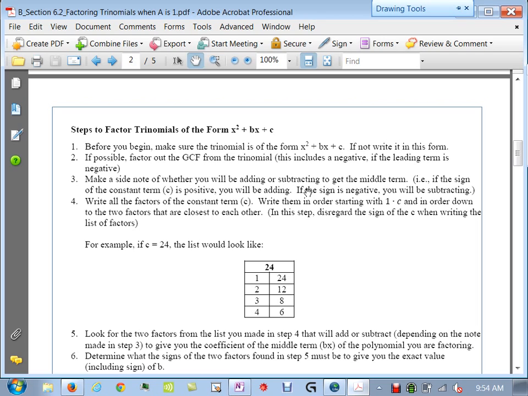Okay? So what they mean by write them down in order to the two factors that are closest to each other is, these are real far apart, right? 1 and 24, 2 and 12 are closer, 3 and 8 are even closer, 4 and 6 are really close to each other. That's the closest you can get. That's when you stop. Does that make sense? Okay, that's the fourth step of this process.